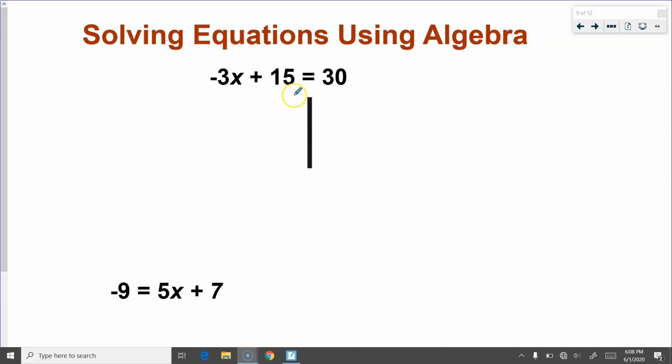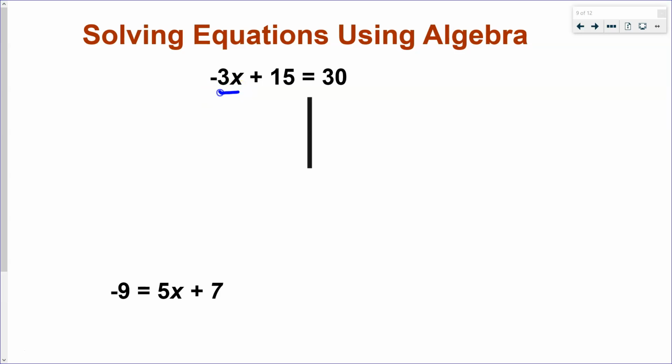So what I need to do here is key on the variable. I want to get it by itself, just like I did before. And in order to do that, I got to get this number out of there. So I want -3x by itself. In order to get rid of 15 and make it 0, you got to subtract 15. I'm not going to write minus 15, I'm just going to know that I'm doing this. And what I do to one side, I'm going to do to the other.